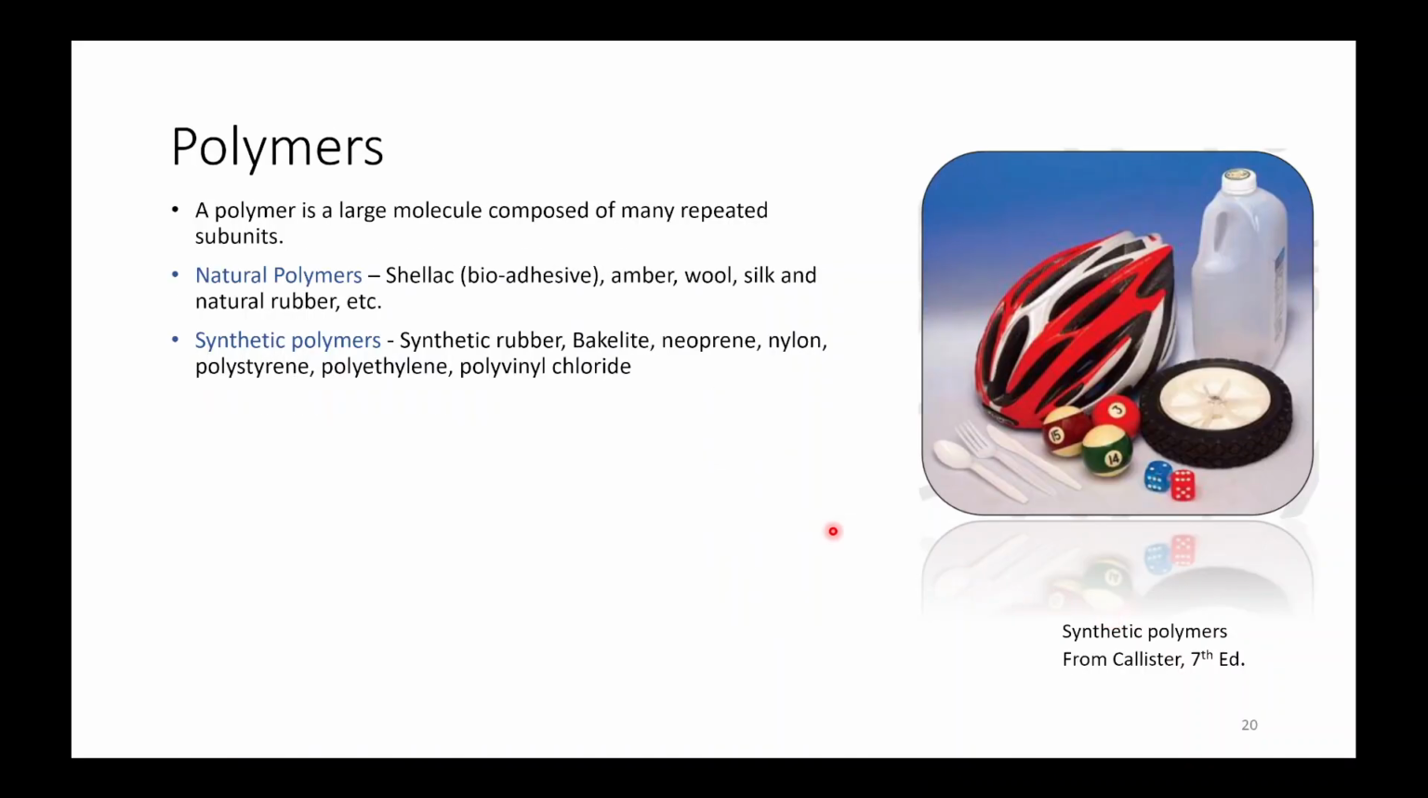Now the other class is polymers. Polymers are large molecules composed of many repeated subunits, and these can be either natural or synthetic. Natural ones can be shellac, amber, wool, silk, and natural rubber, and synthetic polymers will be synthetic rubber, bakelite, neoprene, nylon, polystyrene, polyethylene, and polyvinyl chloride. These are some of the applications in making your spoons, this tire, bottles, and this helmet.